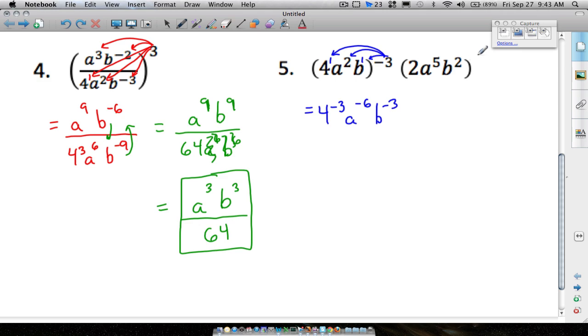This one over here, there is no power that this is raised to, so we're just going to bring this along for the ride and multiply by it. So we have 2, a to the 5th, b squared. And now it's up to you how you want to deal with this from here.